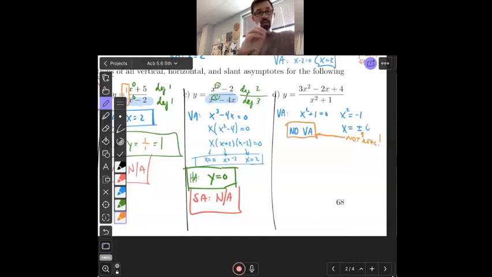So remember, what you're trying to do here is find the numbers that don't work. I can't find any numbers that don't work, so that means all numbers do work. Okay? That graph will be able to go from left to right with no break in it.